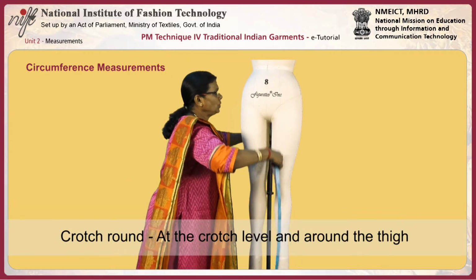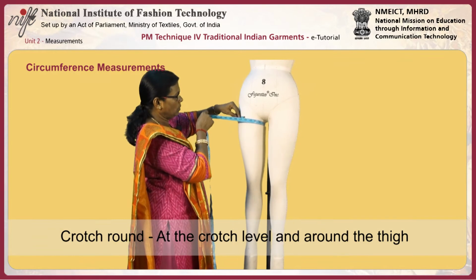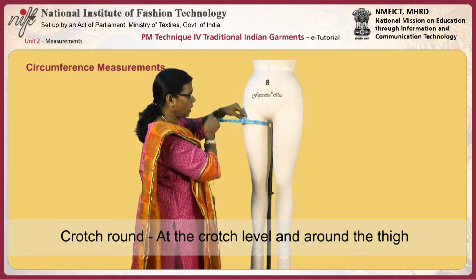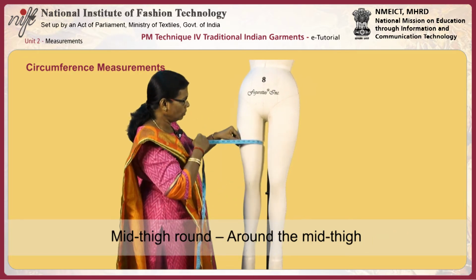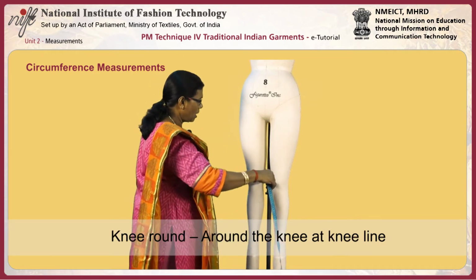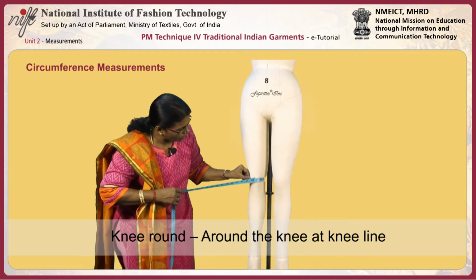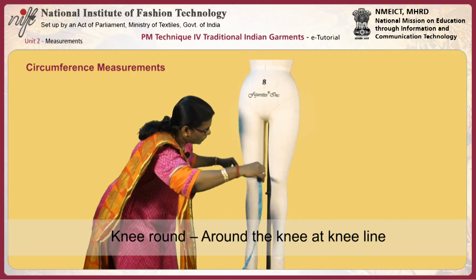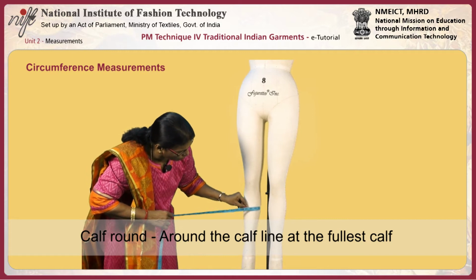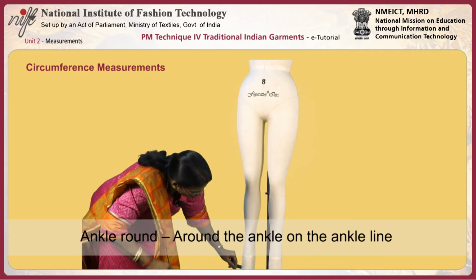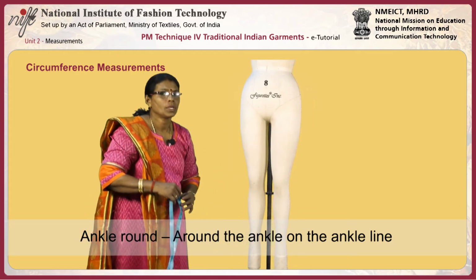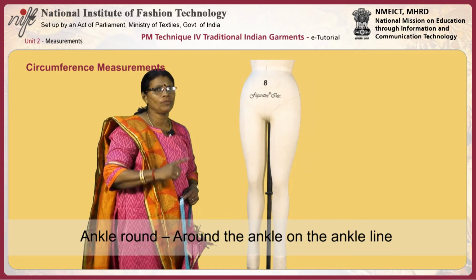Then crotch round at the crotch level around the thigh, and mid thigh round at the mid thigh around the thigh, and around the knee on the knee line is knee round, and around the calf on the calf line is calf round. Around the ankle on the ankle line is ankle round. All the circumference measurements should be with one finger ease.